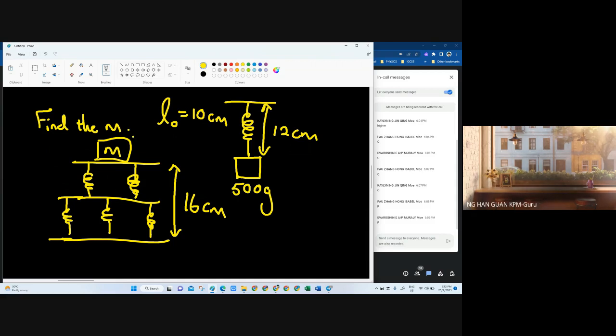All right, so you are given identical springs here. Identical springs. The original length of each spring is 10 centimeter. It gives you the example where the spring is hung with a load of 500 gram, so the length of the spring extends to 12 centimeter. So now with the arrangement given in the diagram on the left here, I want to know how much is the mass.